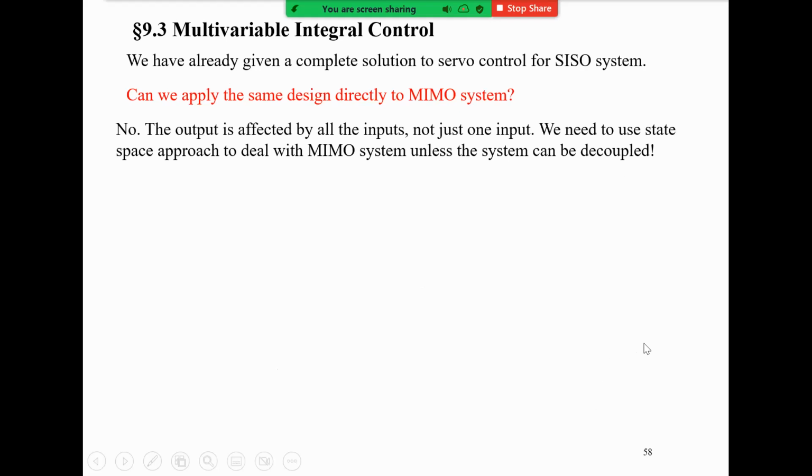So we are going to investigate when we can decouple the system such that the multiple input, multiple output system can be simplified to single input, single output. But I will leave it to next week. So today, we're going to directly deal with the MIMO system. Here, specifically, we're only interested in the case where the number of the inputs is equal to the number of outputs.